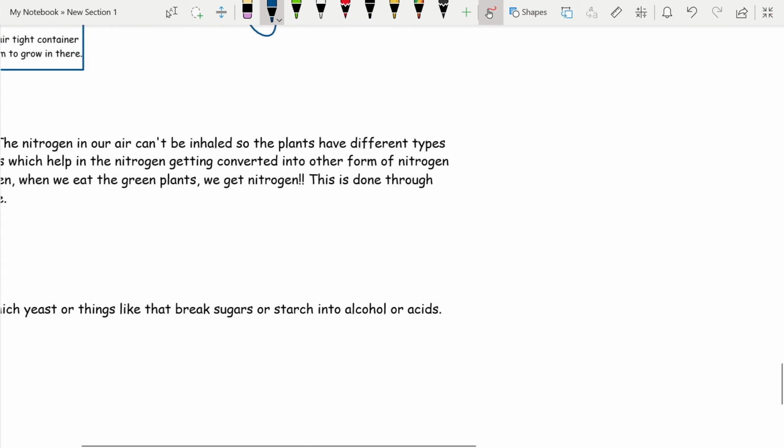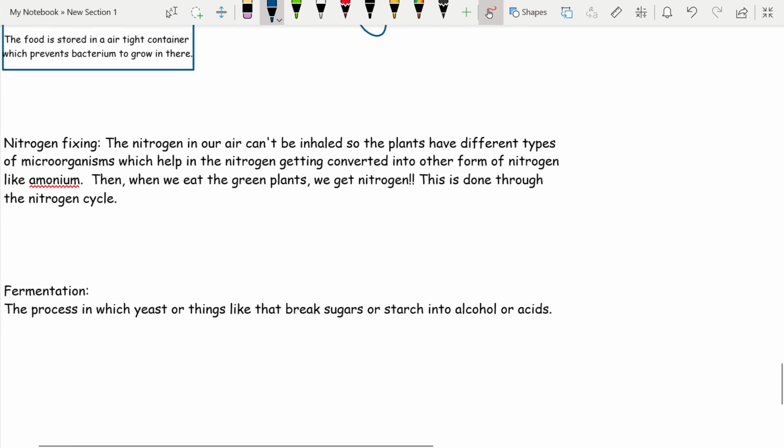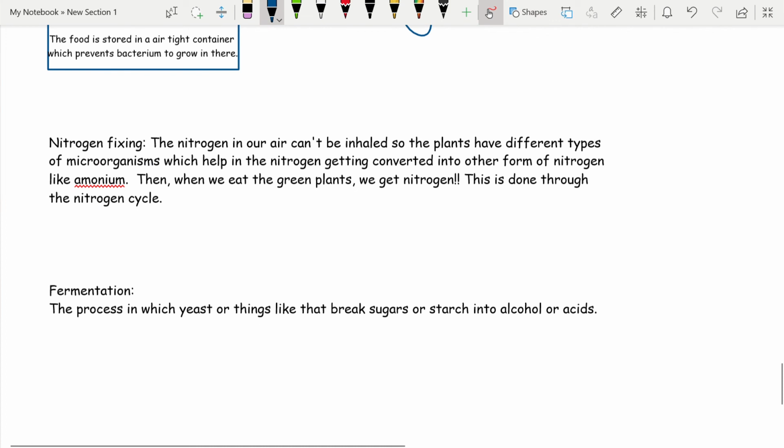Now, the nitrogen in our air, we can't really inhale nitrogen, so the plants take in the nitrogen. They put it down to the rhizobium and all those bacteria and microorganisms. Then they convert the nitrogen into other forms of nitrogen like ammonium and nitrate and things like that, which we can actually have. Then we eat the green plants and we get nitrogen. This is done through a nitrogen cycle.